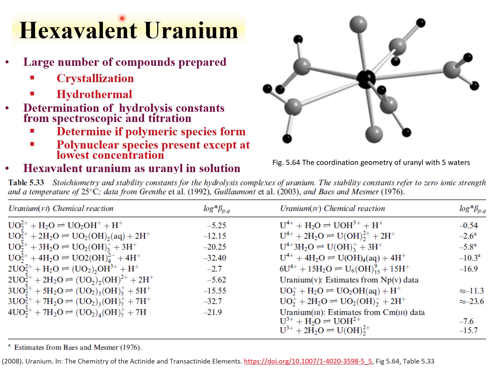Uranium-6, hexavalent uranium, is the most common uranium oxidation state in solution. And from solution species, a large number of compounds have been prepared, either by crystallization or hydrothermal methods. The main species of uranium-6 in solution is the uranyl. Here's an example of water coordinating to uranyl.